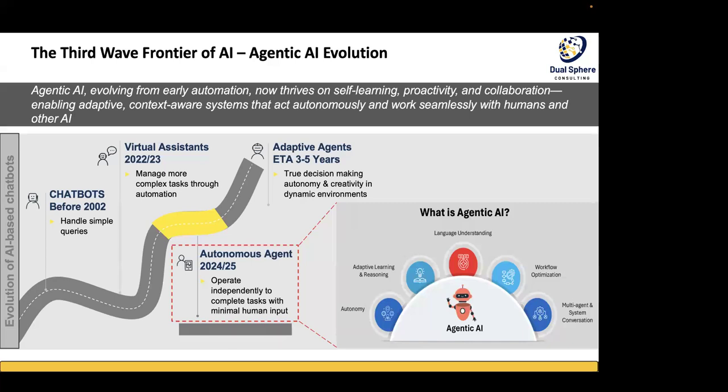Chatbots. So this is how the evolution of agentic AI is there. Now let's understand. We have seen what is AI, the broader umbrella in which there lies something called generative AI. Now with the evolution, there is another terminology called agentic AI, which thrives on self-learning, proactivity, and collaboration, enabling adaptive, context-aware systems which act autonomously. It has the ability to take decisions and adapts learning and reasoning.